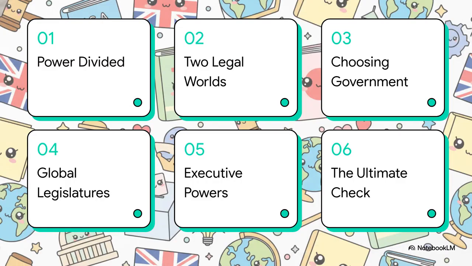We're going to start with power divided, looking at the foundational theories of keeping government in check. Then we'll explore the two legal worlds that act as the operating systems for these nations. After that, we'll dive into the mechanics of choosing your government and global legislators before zooming in on executive powers. Finally, we'll hit the climax of our journey, the ultimate check, looking at what happens when the very core of a constitution is literally under attack.